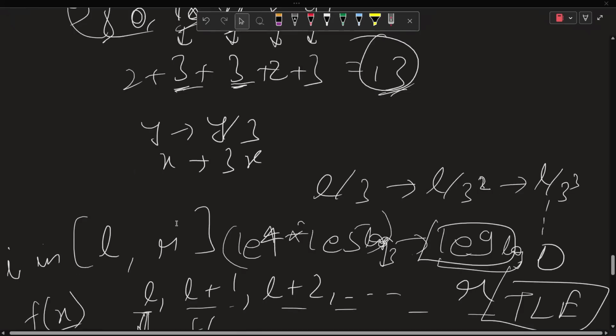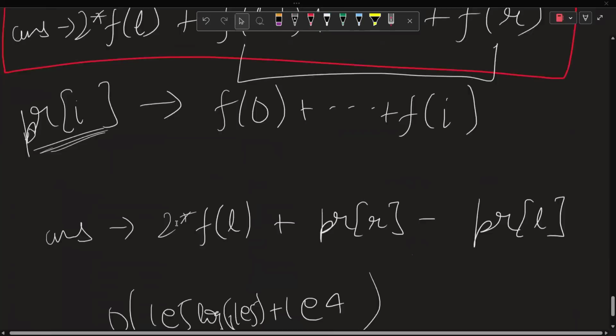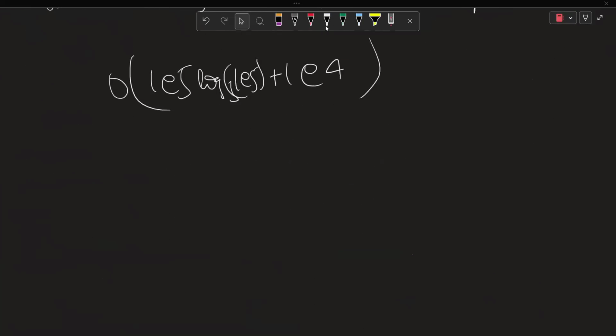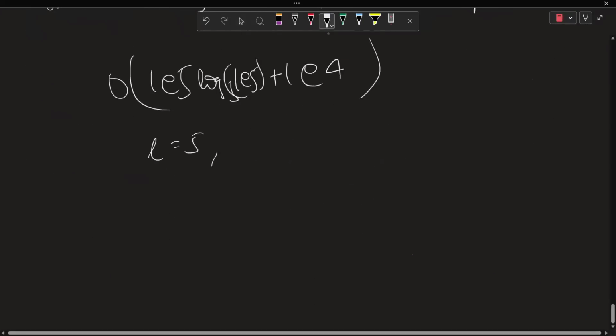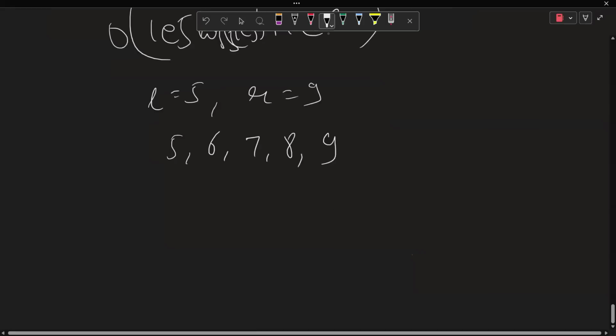So for 5 to 9, you had the range L equal to 5, R equal to 9. So you wrote the numbers 5, 6, 7, 8, 9. Like in pre-computation, you would not compute just for 5 to 9. You would compute from 0 to 1e5, whatever range constraint is given in your problem.